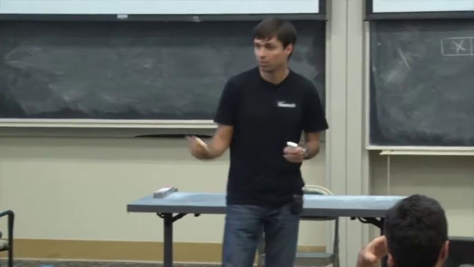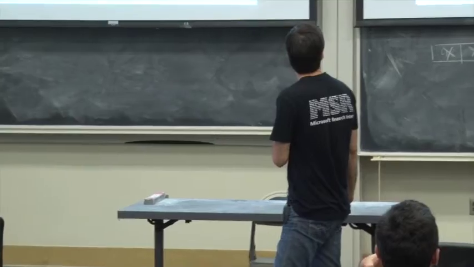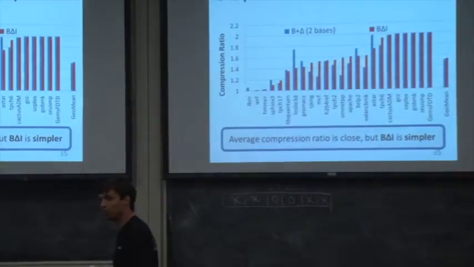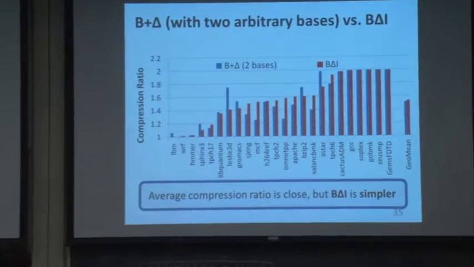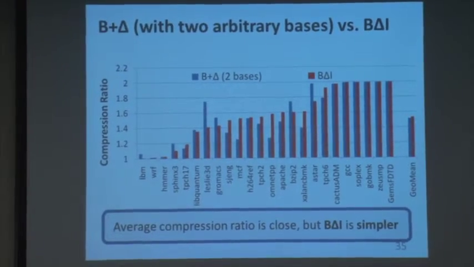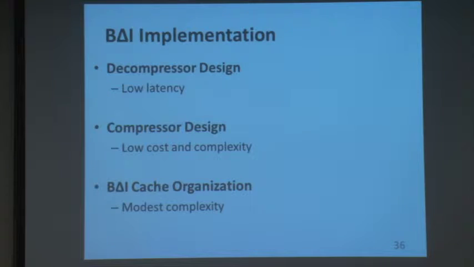Again, I didn't talk about this negative aspect, to not make things complex, but okay. What we found is that both mechanisms are about the same in terms of compression ratio, but BDI, base delta immediate compression, is clearly simpler. So we pick it as our final solution, and now we will show the real design based on base delta immediate compression. So there will be three big parts there.